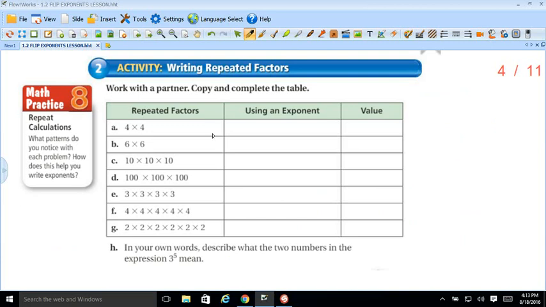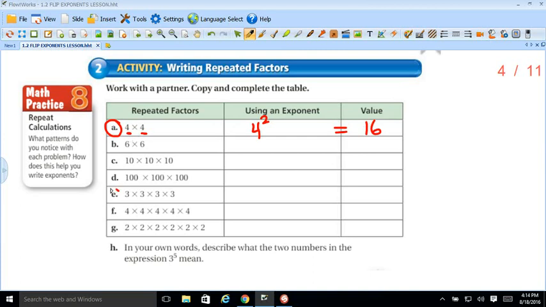Let's look at a couple examples real fast. Repeated factors. Let's look at A. A is showing us 4 times 4. If we want to write that using an exponent, we can simply put on the base, which is 4. I know that's the base because that's the factor that's being repeated. And how many times is 4 being repeated? Well, I see 1, 2. So I could raise it to the second power. 4 to the second power. The value? 16, because 4 times 4 equals 16.